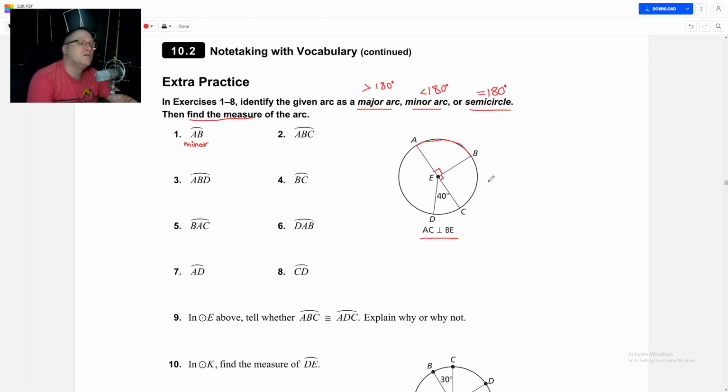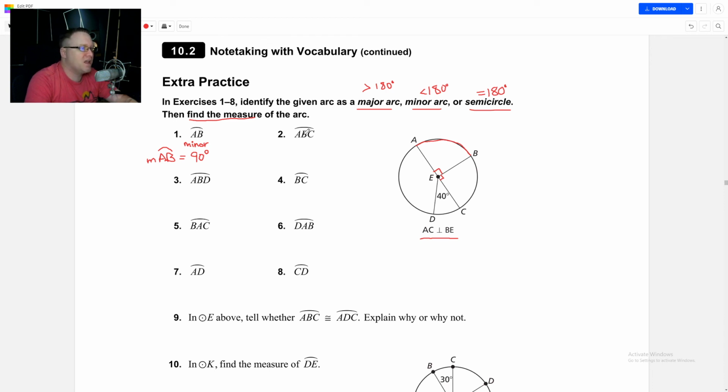Now, because we know that, what is the measure of the arc? It's the angle that we make like this. And that is 90 degrees. So the answer here is 90 degrees. And the way we write that, please write this correctly. Don't just write 90 degrees. Please do your homework properly. Write the measure of arc AB equals 90 degrees. Okay? The measure of arc AB equals 90 degrees.